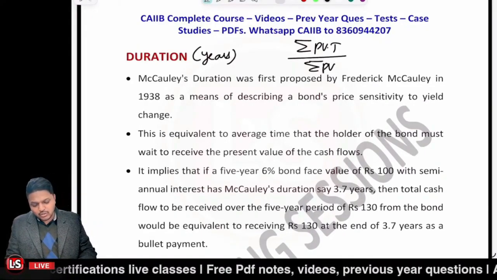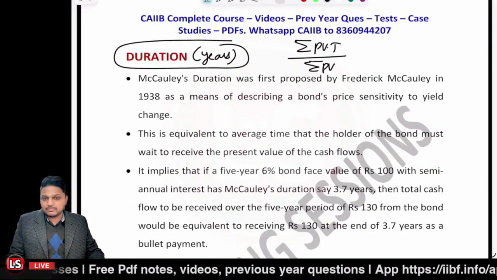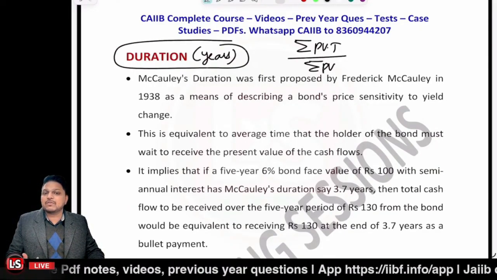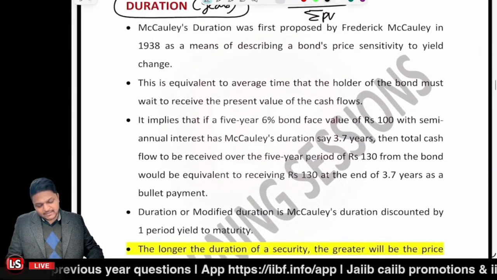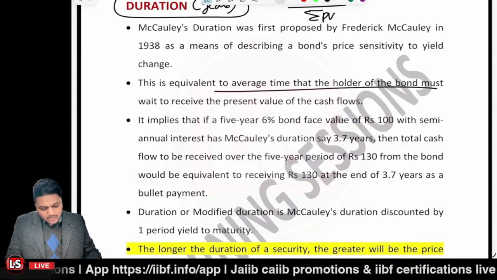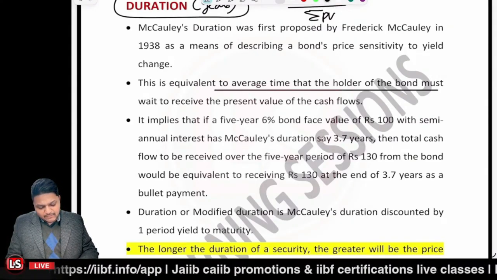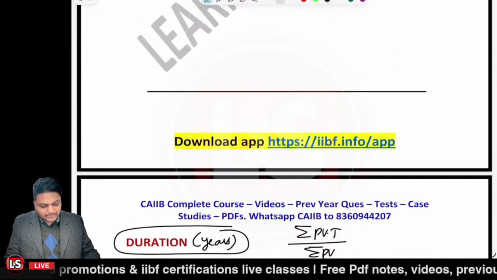Okay, so in short, we can say duration is representing the effective maturity of the bond, which considers the timing of the cash flow and the magnitude of the cash flow, right? And this is equivalent to the average time that the bond holder must be waiting so as to receive the present value of the cash flows, right?